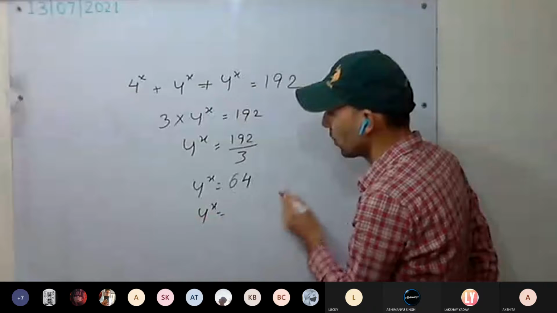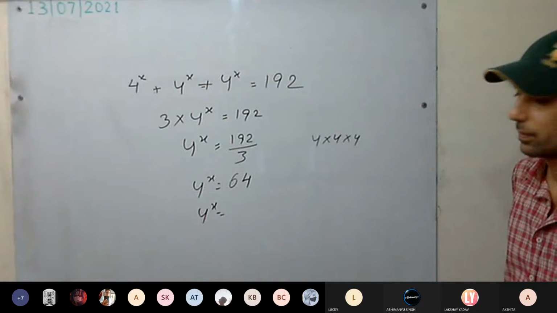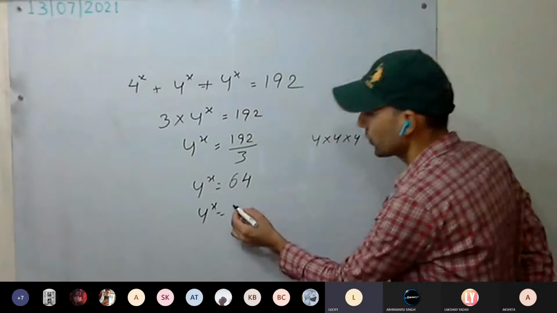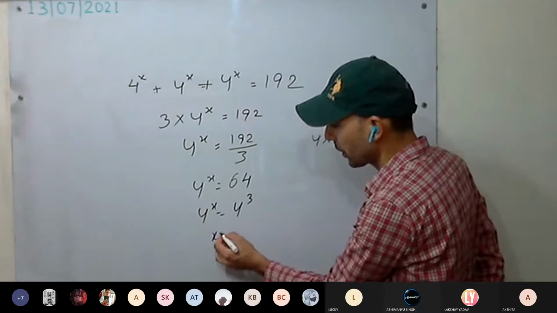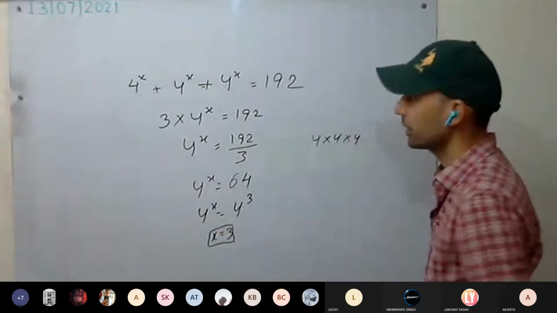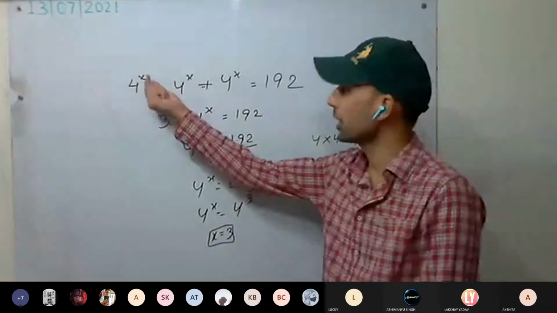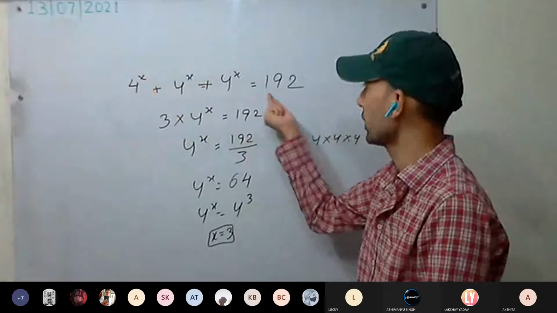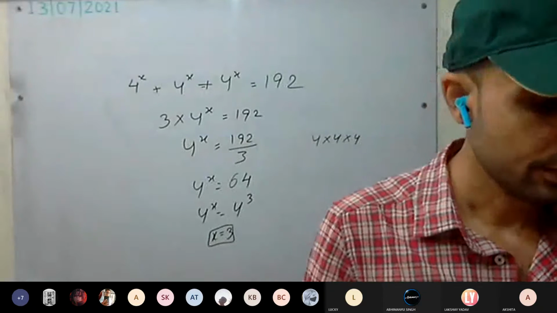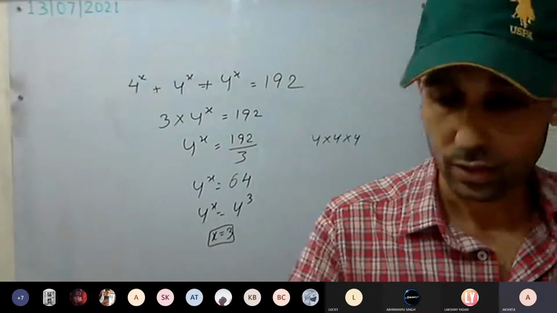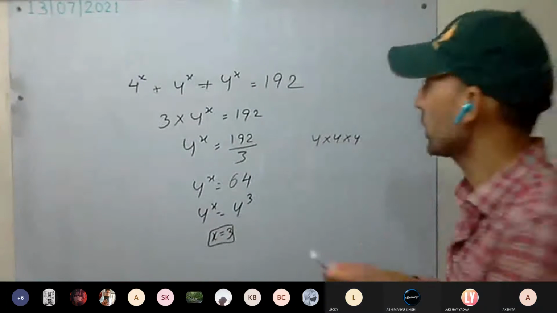4 to the power x. 4 into 4 is 16, 16 into 4 is 64. That's 4 cubed. The bases are the same, so we can equate the powers. x equals 3. Yes or no? x equals 3. You can see as you put it here, 64 plus 64 plus 64, you will get 192. Is this clear? If you have a doubt, you can ask.